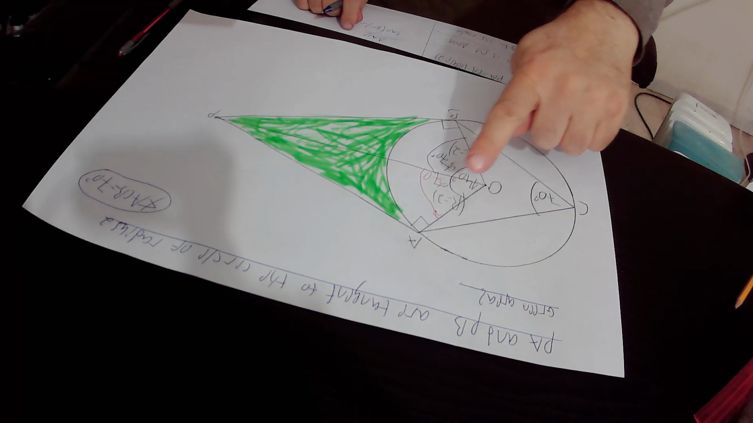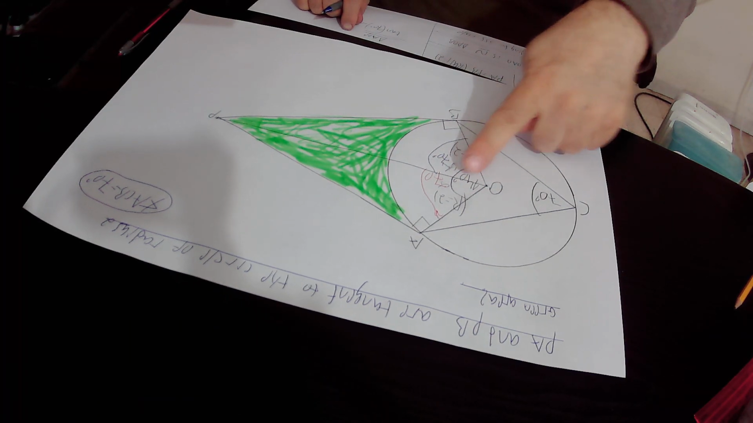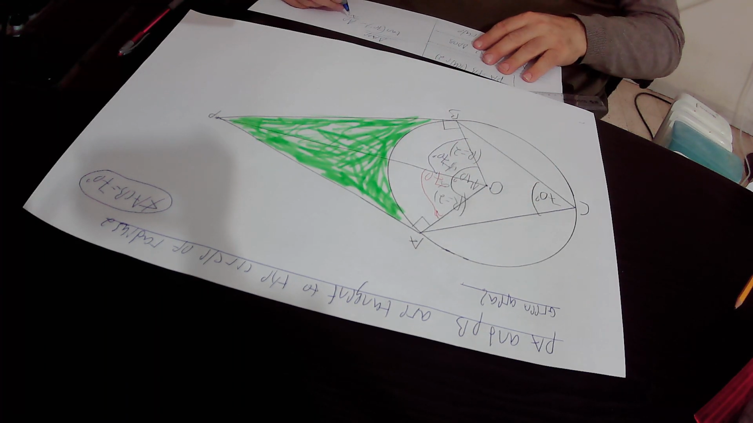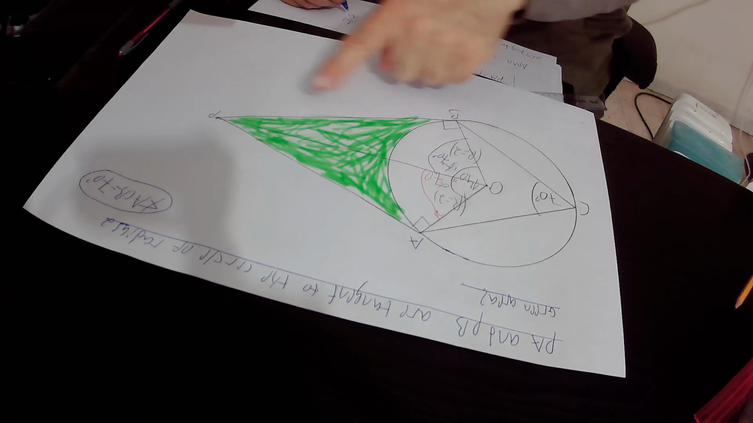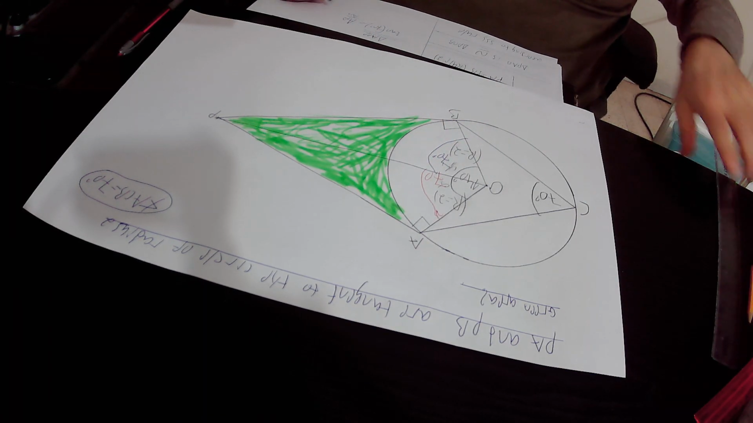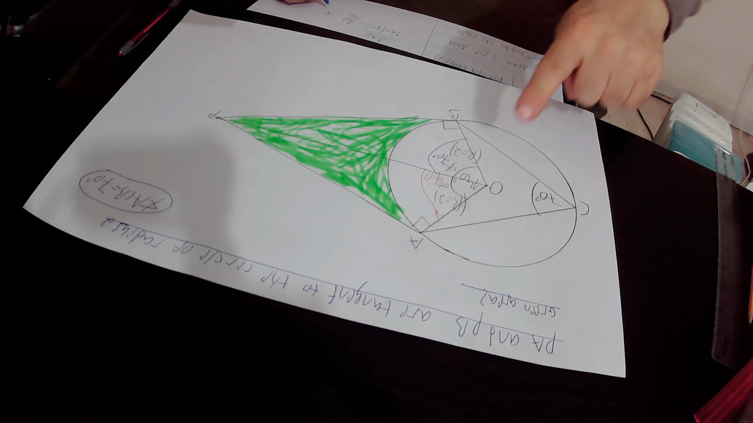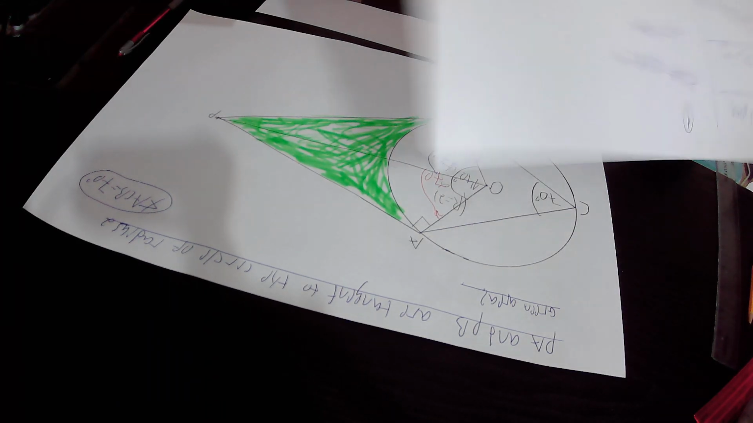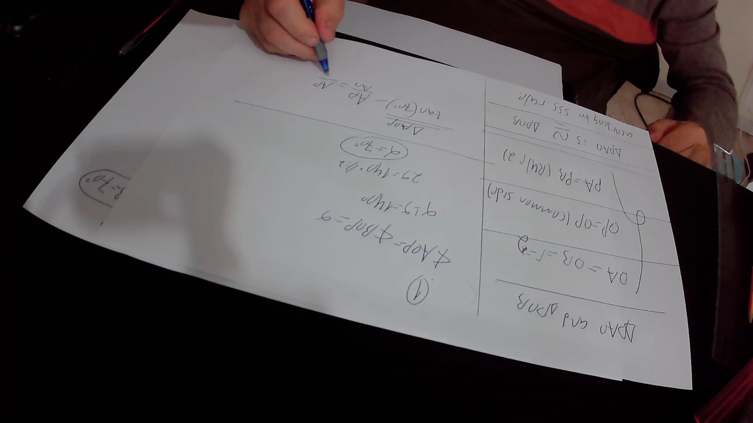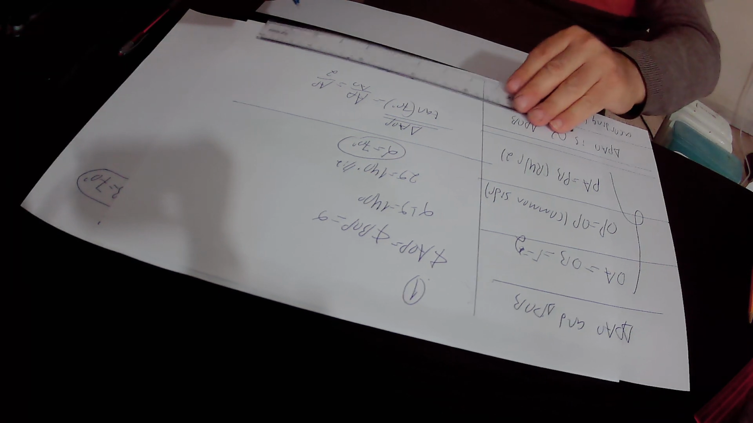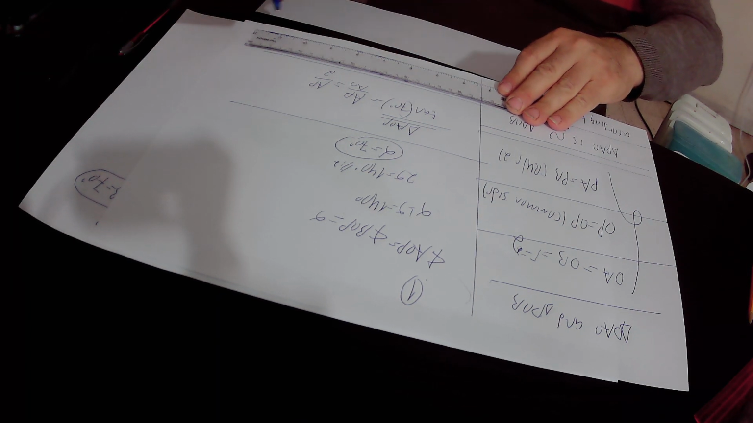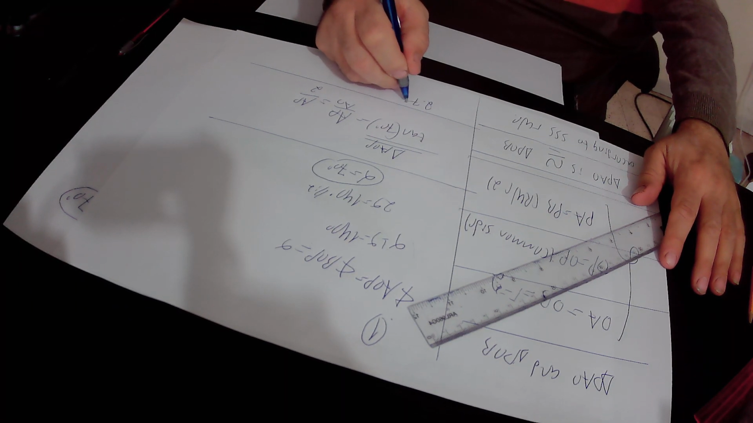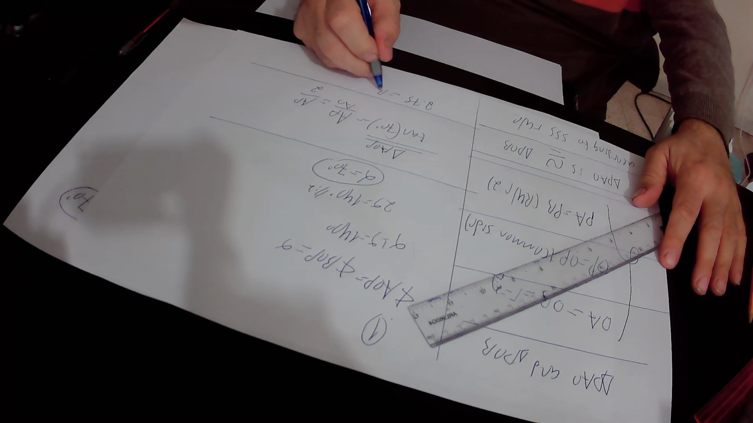In the right upper triangle AOP, tangent 70 degrees equals AP over AO. AP is the missing side, so we'll leave it as it is. AO is the radius of this circle, which is equal to 2, so we'll substitute AO by 2. So tangent 70 degrees equals AP over 2. The value of tangent 70 degrees is 2.75. This equals AP over 2.